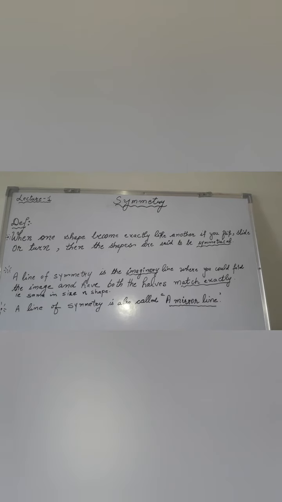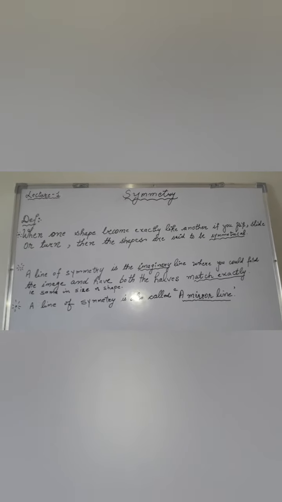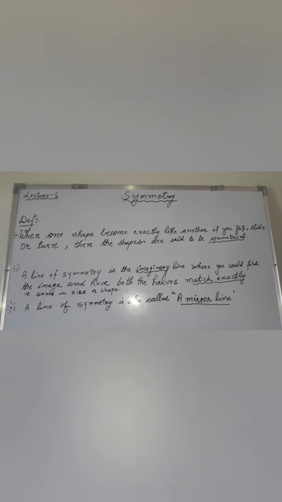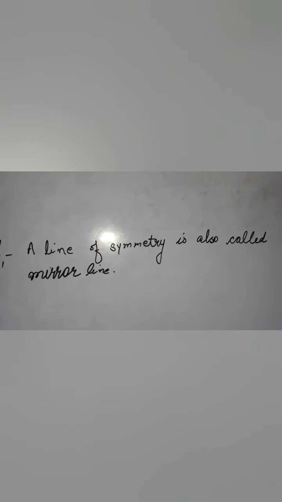Now let us read the definition of symmetry, which says that when one shape becomes exactly like another if you flip, slide or turn, then the shapes are said to be symmetrical. Then the second point is, a line of symmetry is the imaginary line where you could fold the image and have both the halves match exactly, that is, they are the same in size. Line of symmetry is also called mirror line.